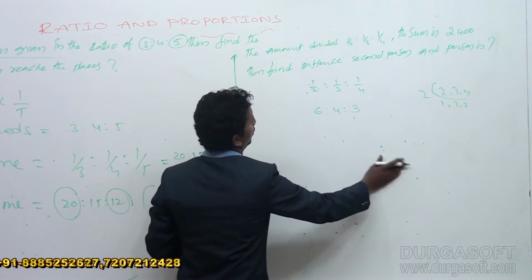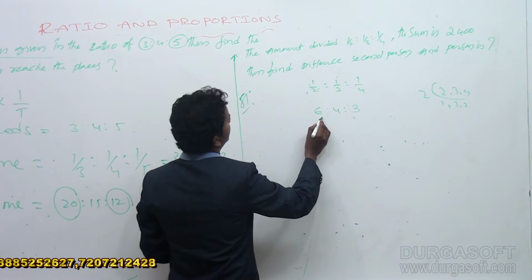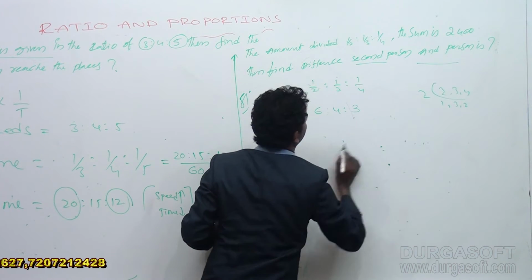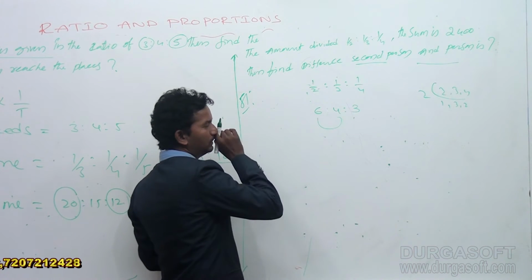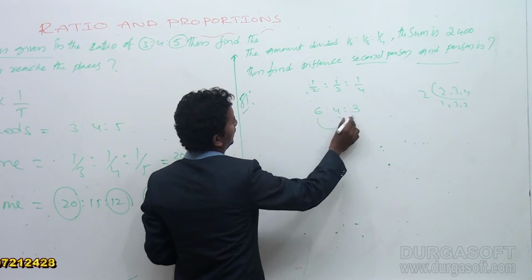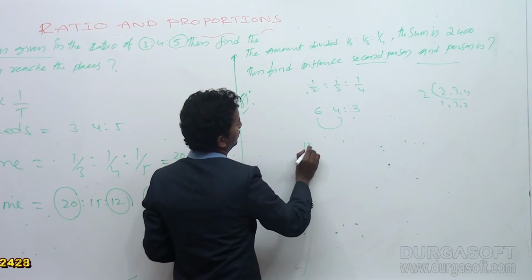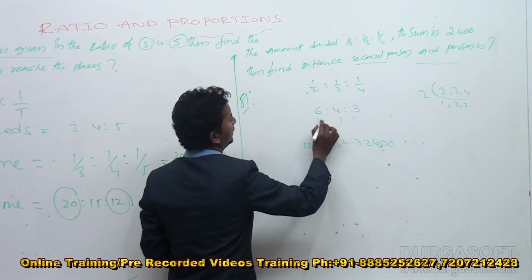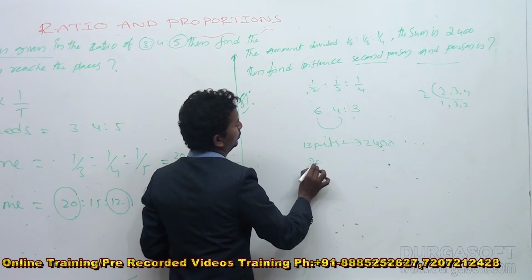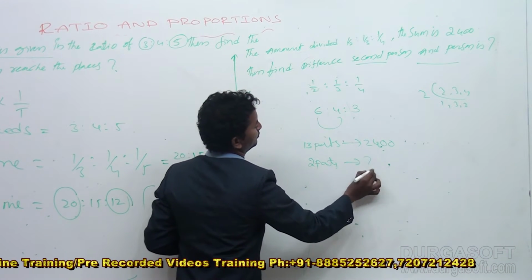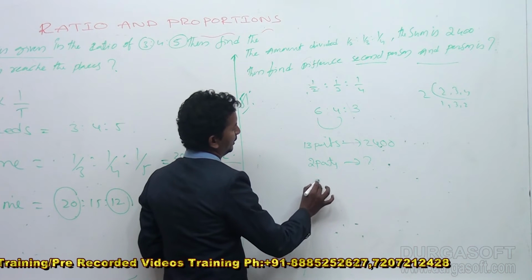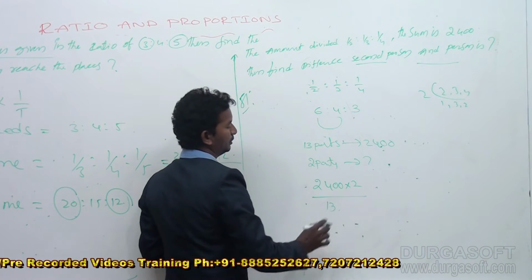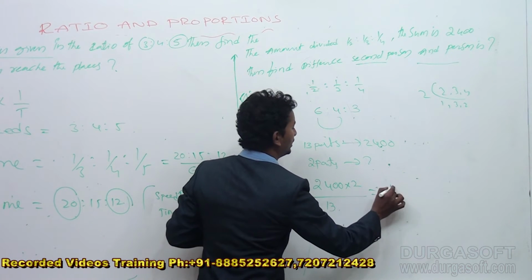Now one part is equal to how much? What is asked here is the difference between the second part and the first part. The difference is 2 parts. Now the total is 13 parts, and 13 parts is equal to 2400. Now 2 parts is equal to how much? Cross multiply: 2 into 2400 divided by 13.